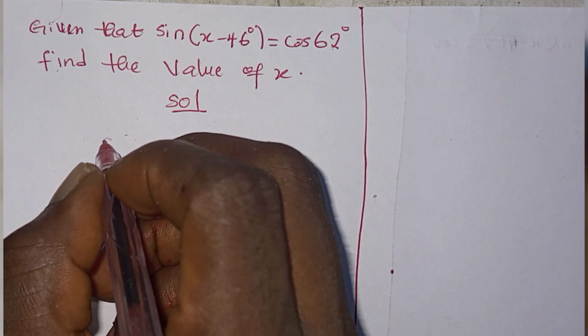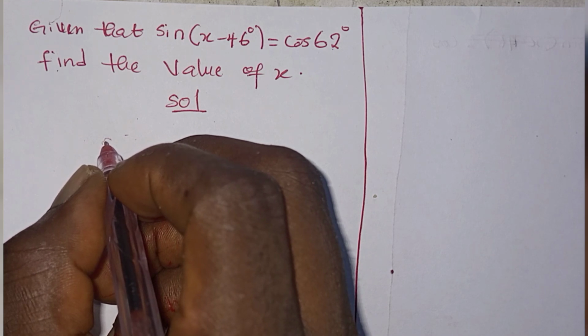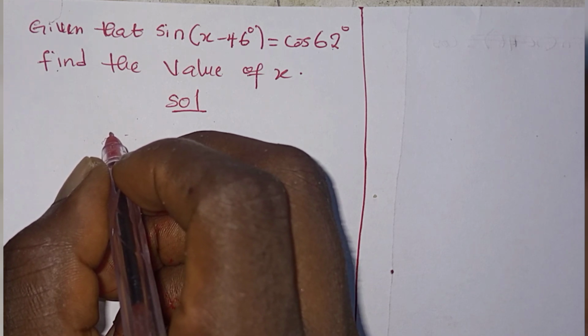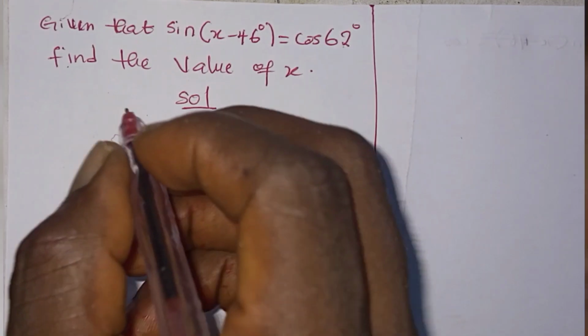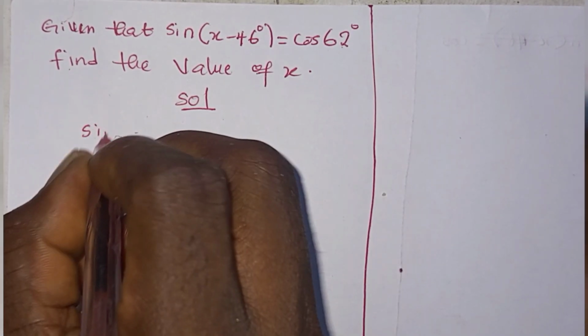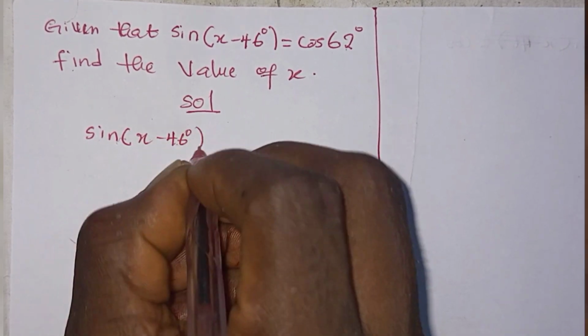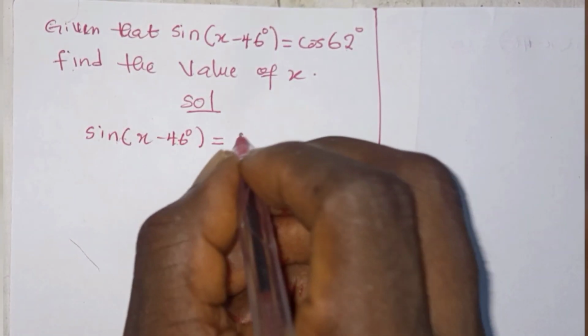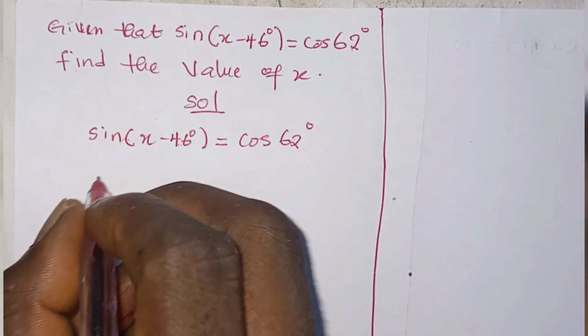Let's consider this. Given that sine (x minus 46 degrees) equals cos 62 degrees, find the value of x. It is very simple. This is under sine and cos, under trigonometry. Don't forget that sine and cos are complementary angles. We are given that sine (x minus 46 degrees) is equal to cos 62 degrees.